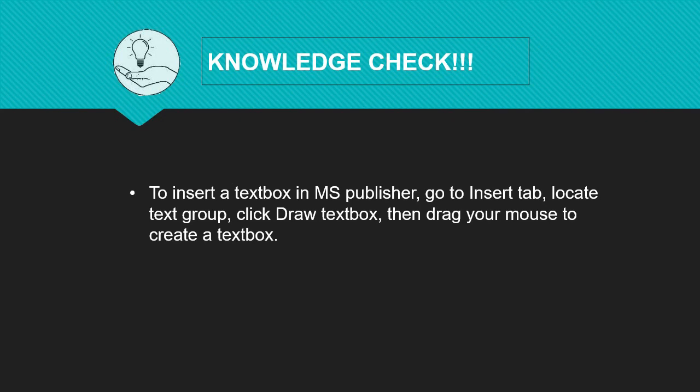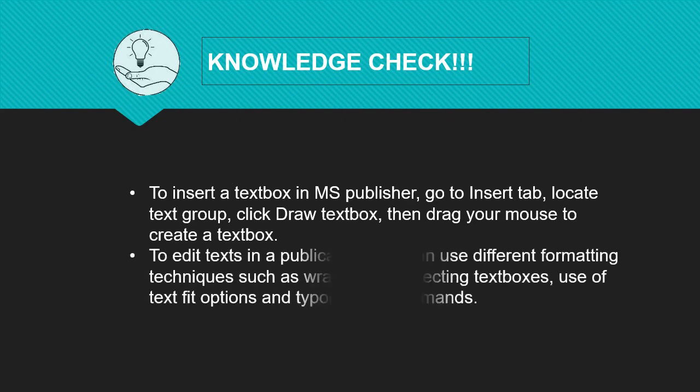To insert a text box in MS Publisher, all you need to do is go to the Insert tab, locate the Text group, click Draw Text Box, and then drag your mouse to create a text box. To edit texts in a publication, you can use different formatting techniques such as wrap text, connecting text boxes, use of text fit options, and typography commands.